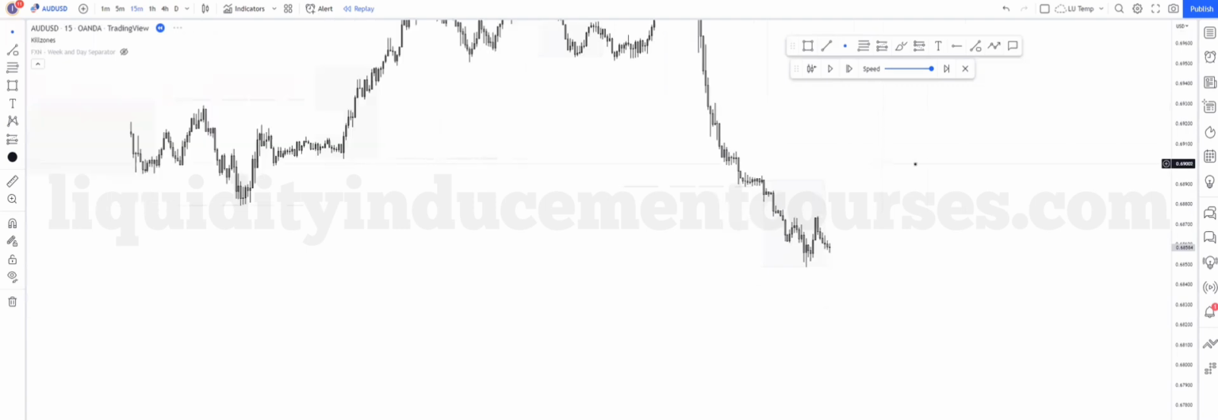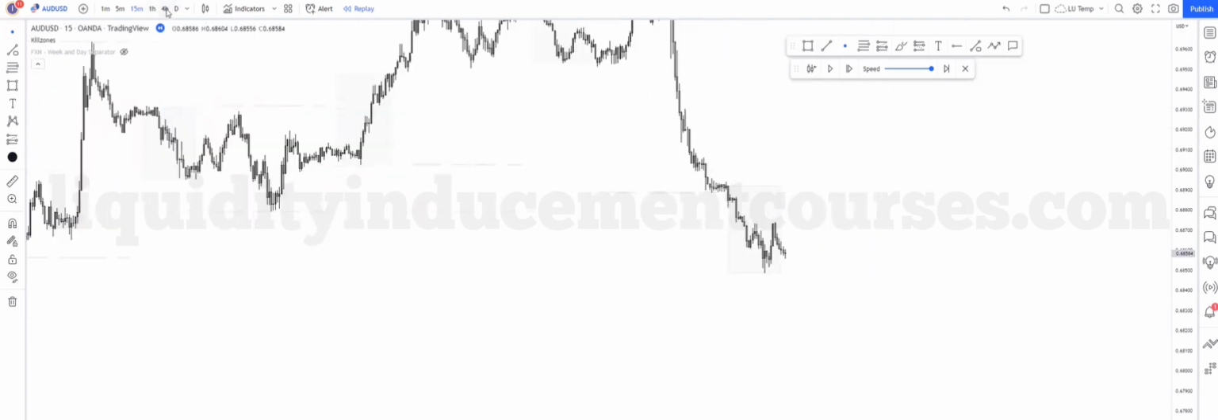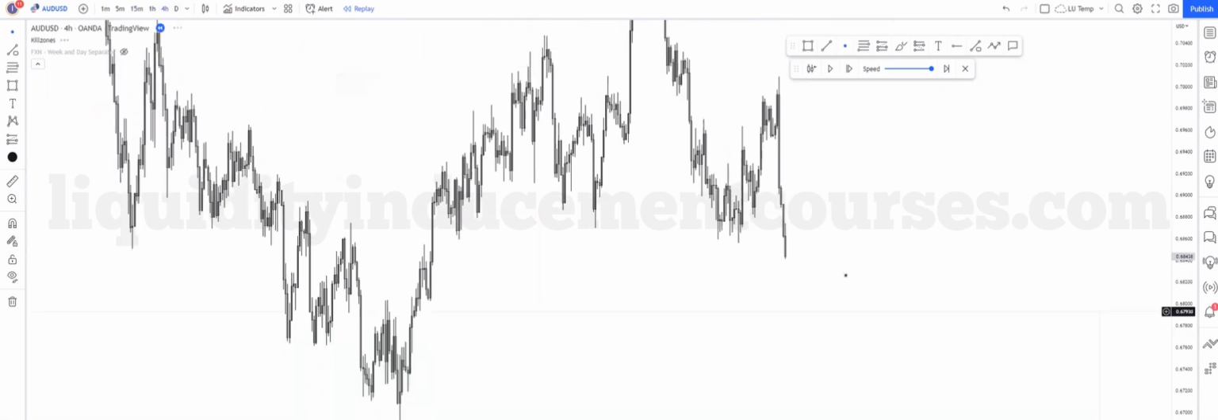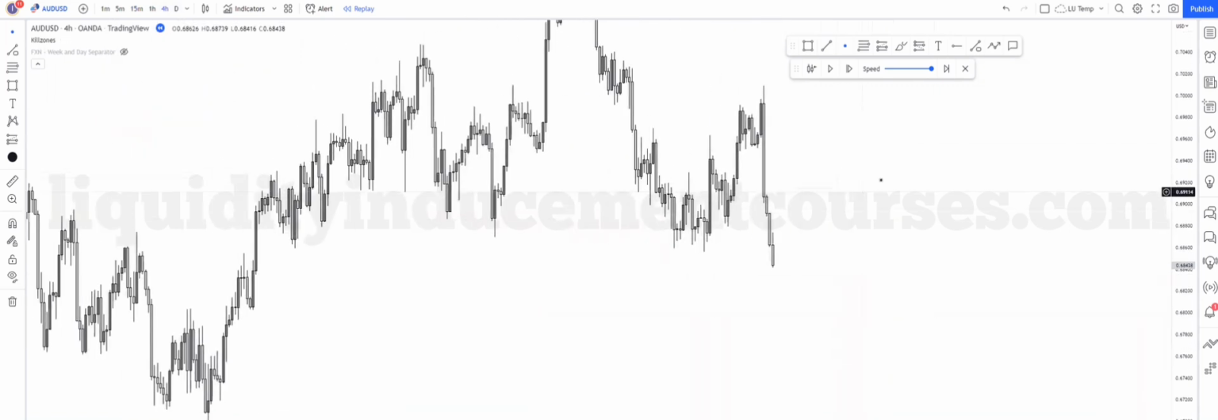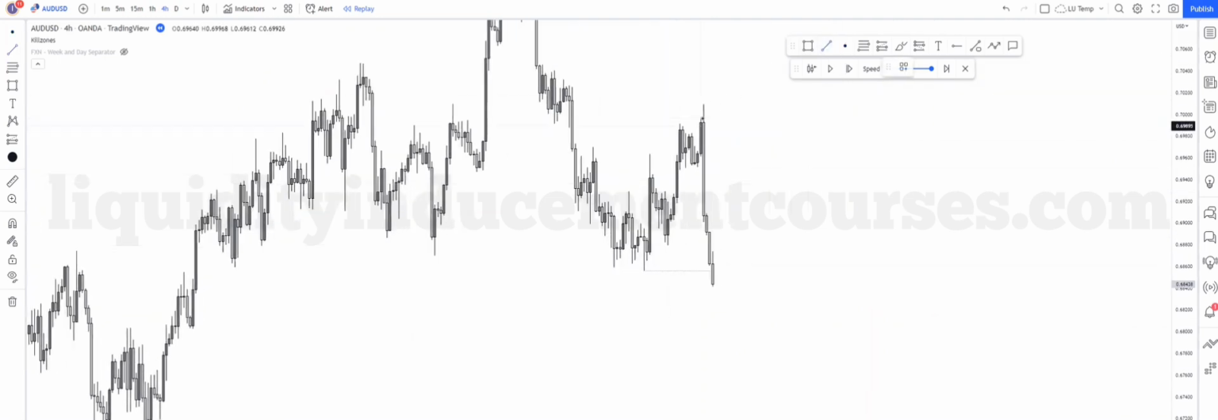But we need to understand what's going on overall in the big picture. So let's go to our higher time frame. Let's go to the 4 hour real quick. See what we see here. So you can see we took out a previous low. There are sell stops resting below this low, and there are buy stops resting above this high. And the market moves from sell stops to buy stops.